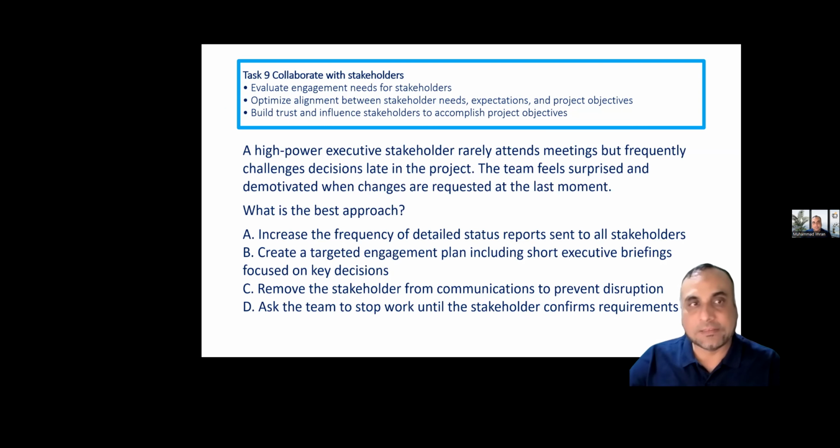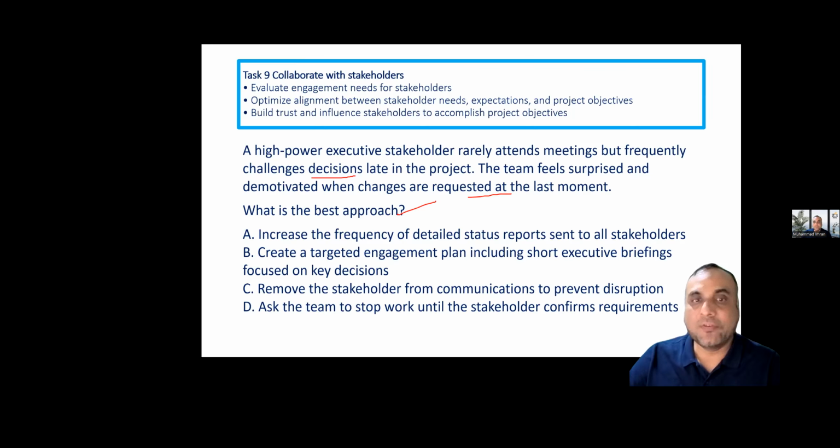Very good. Next, a high-power executive stakeholder rarely attends meetings but frequently challenges decisions late in the project. He is participating but also creating problems. So he is a resistant stakeholder. The team feels surprised and demotivated when changes are requested. Before he agreed, now he's saying something different. So it means we need to have proper acceptance criteria signed, and the definition of done should be appropriately approved. What is the best approach?